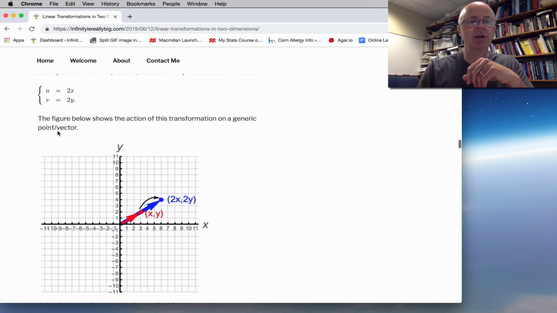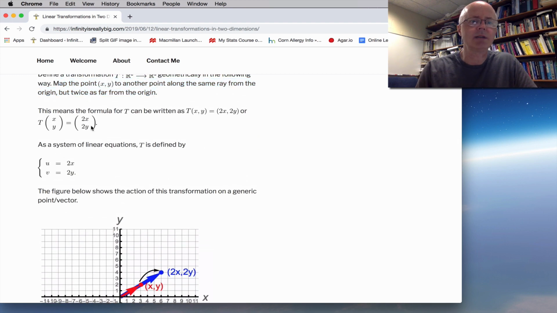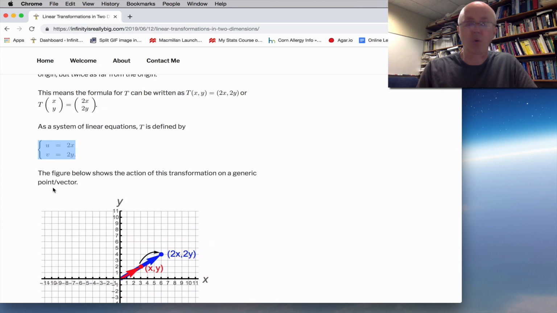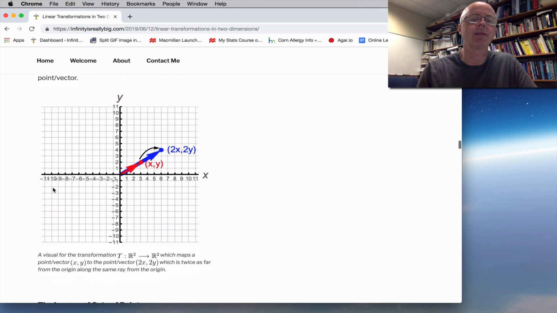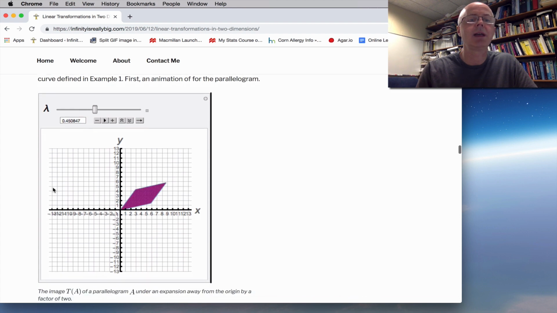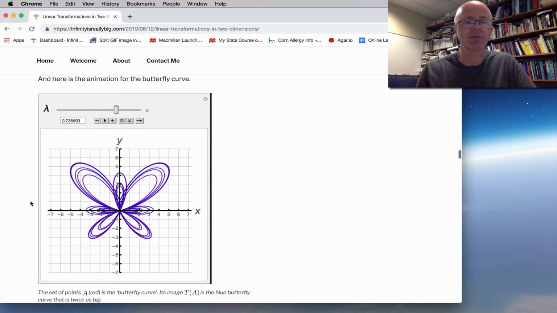That's what you see in this picture down here. And the formula is pretty natural to see that it should be what you see here, either in point form or vector form, or as a system of equations. Just multiply the coordinates or components by 2. And that is the formula for this linear transformation. Here's what it does to the parallelogram A, which is in red. It gets transformed to a bigger parallelogram, twice as big, you might say, T of A in blue. Twice as big lengthwise, actually 4 times as big area-wise, okay? 2 squared being 4.